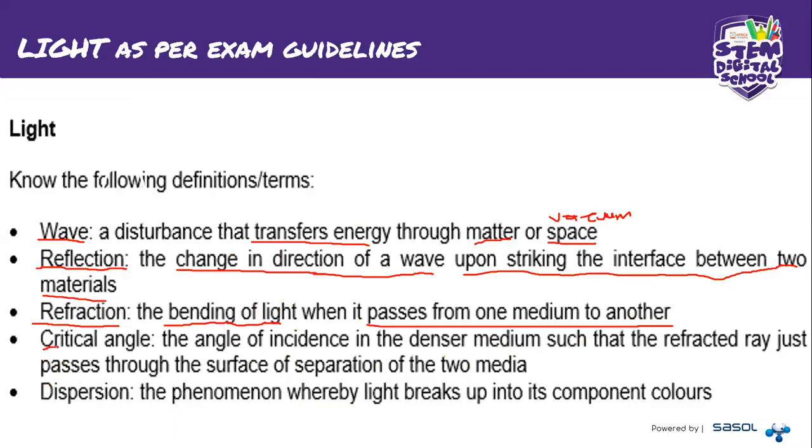Then you are required to know how to define the term critical angle. And we discussed this. We said it is the angle of incidence in the denser medium such that the refracted ray just passes through the surface of separation of the two media. So you need to know this, my dear learners. It is an angle of incidence, you will remember that, and it will be in the denser medium. And the ray which is refracted is going to be on the surface of separation of the two media, which is what we have talked about in the previous days.